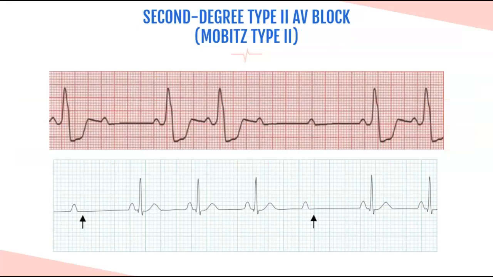Second degree type 2 AV block, or Mobitz type 2, is when there are occasional impulses from the SA node that fail to conduct to the ventricles. There is consistent AV node conduction with an occasional dropped beat. So the strip will look like someone erased some of the QRS complexes, and the P waves will remain regular.